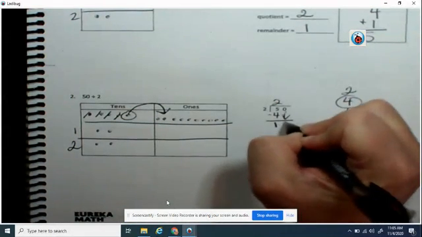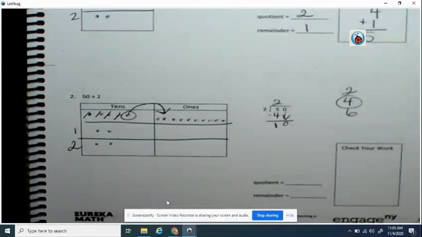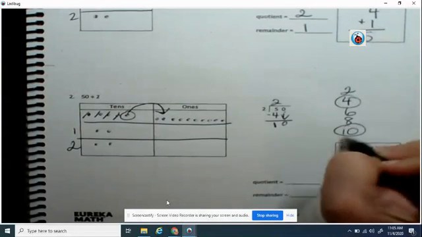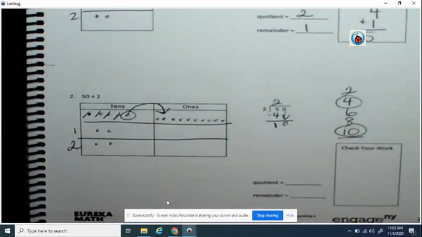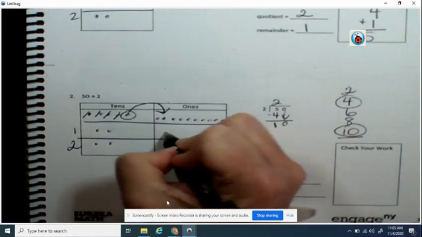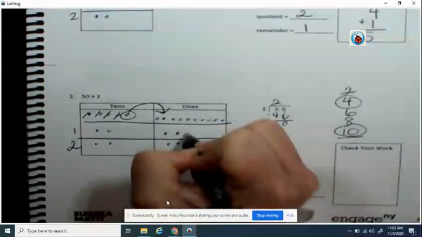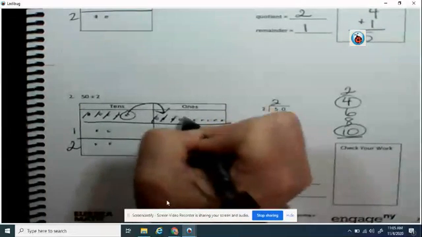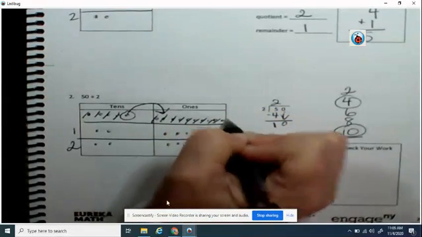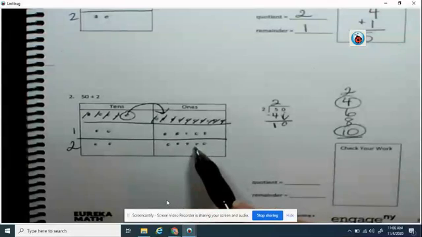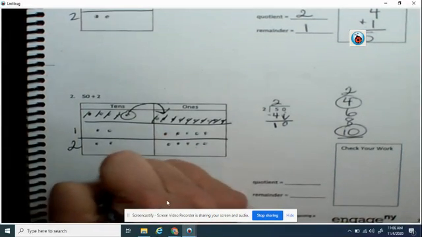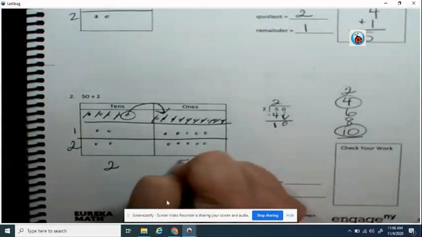I bring down my 0 because I had nothing in my ones place. And now I've got 10 that I can split into 2. Okay, well 2, 4, 6, 8, 10. Oh, I can split 10 into 2. That'll work. So I'll go 1, 2, 3, 4, 5, 6, 7, 8, 9, 10. And I used every single one of those up evenly. And we know that 10 divided by 2 is going to give me 5 in each. So I've got 2 here in my tens place and 5 here in my ones place.